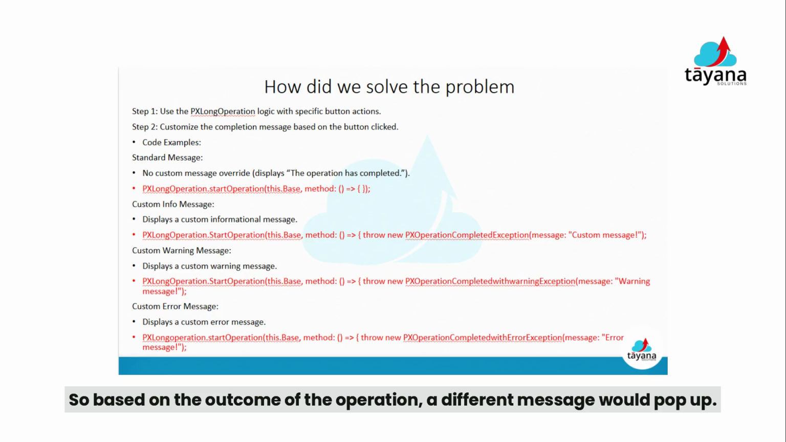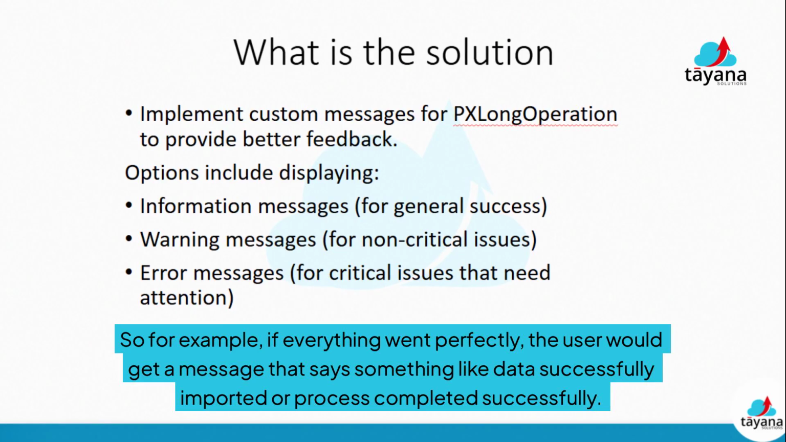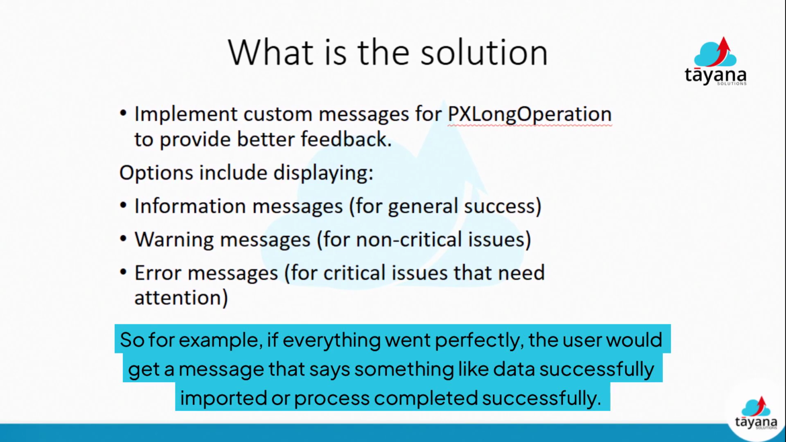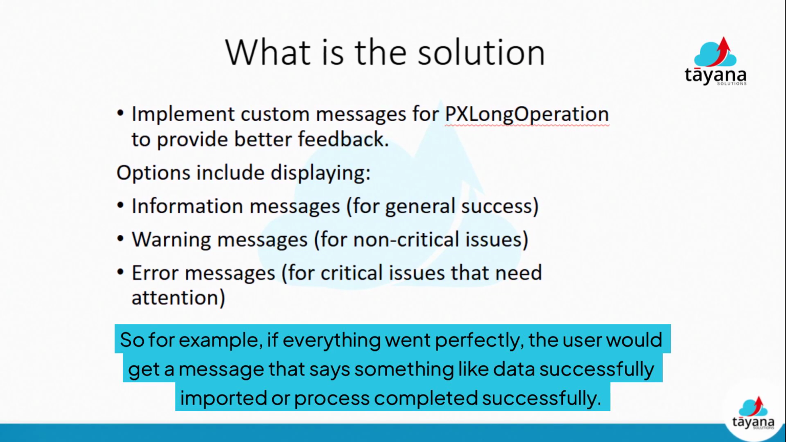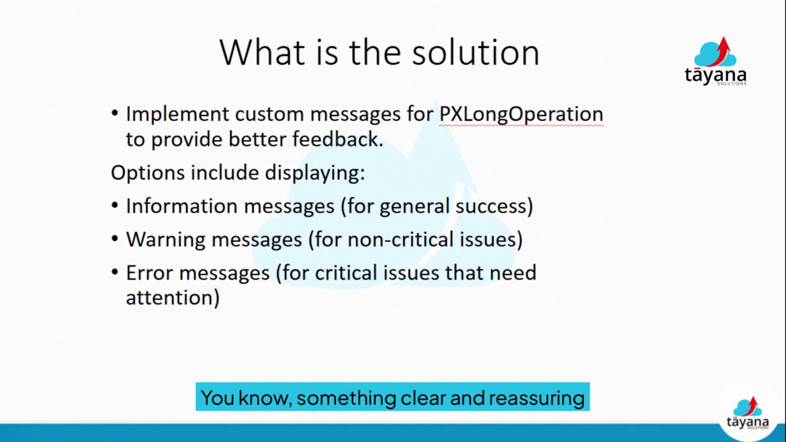Interesting. So based on the outcome of the operation, a different message would pop up. Like tailored messages, instead of that one-size-fits-all operation completed. Right. So for example, if everything went perfectly, the user would get a message that says something like, data successfully imported, or process completed successfully. Something clear and reassuring.